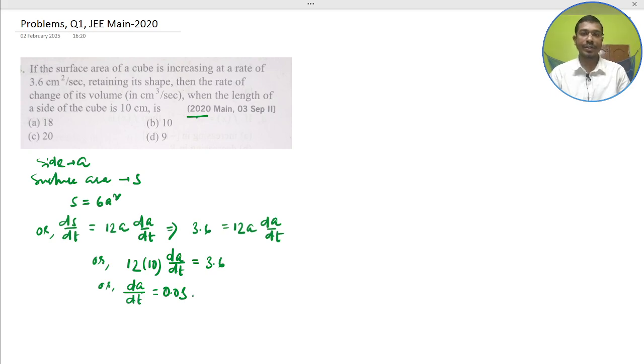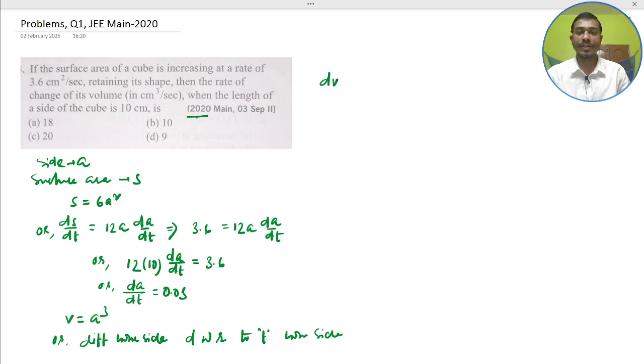So you have to find the rate of change of volume. V equals what? For a cube, V equals a cube, the volume. Take the derivative on both sides with respect to t. You differentiate both sides with respect to t. That becomes dV dt equals 3a square dA dt.